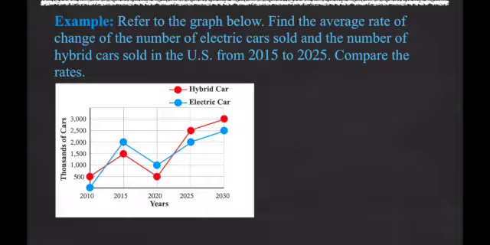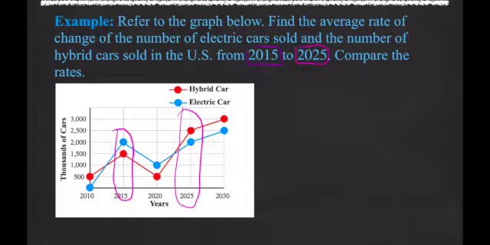Remember, average rate of change, 2 points that we're trying to find the average of. So we're interested in 2025 and 2015. I know I said that backwards. 2025 and 2015. Those are the 2 years that we are interested in. So we're only looking at this part of the graph and this part of the graph. Okay? Nowhere else. Everything else does not matter in this case. Okay? We just want to look at those.